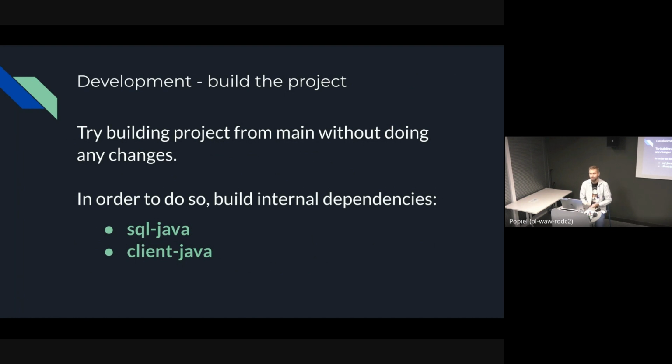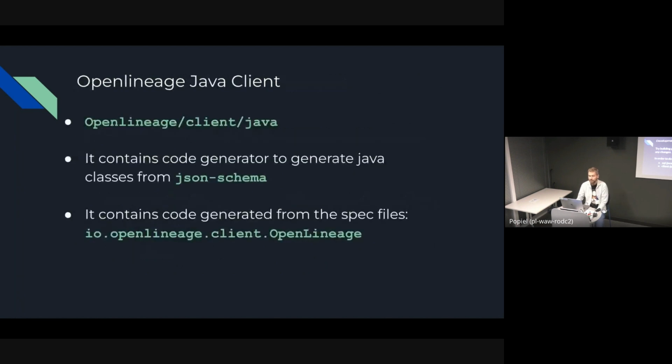So if you want to build the OpenLineage-Spark integration, you need to first build its internal dependencies, like the SQL Java and client Java. The OpenLineage Java client is our client to emit events from Java that we use for Spark and Flink, and actually you can use it for anything you want. And the first thing it contains is a code generator to generate Java classes from JSON schema.